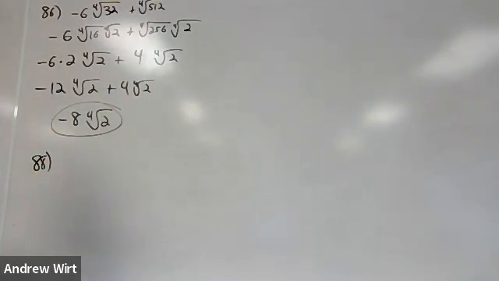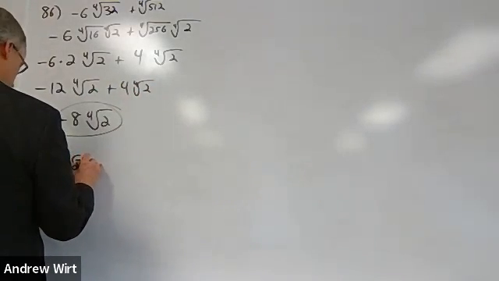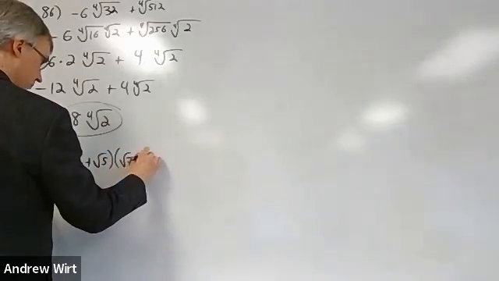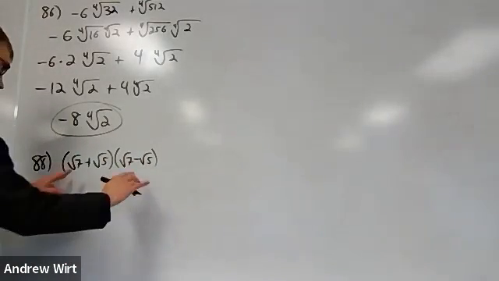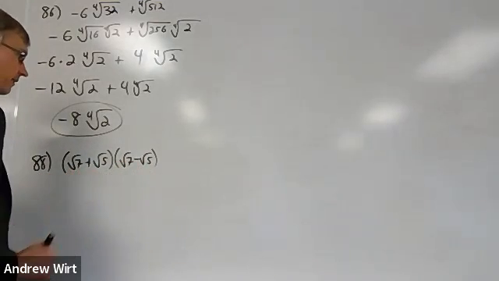88. All right, now we're multiplying binomials. This is the factored form of difference of squares, right? Same terms, different sign in the middle.